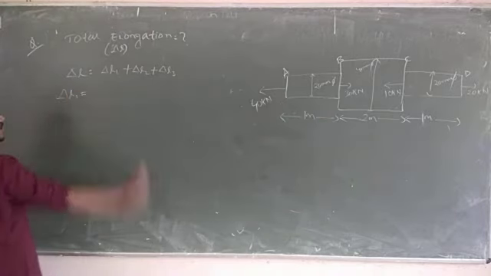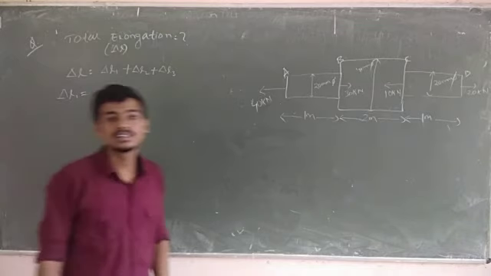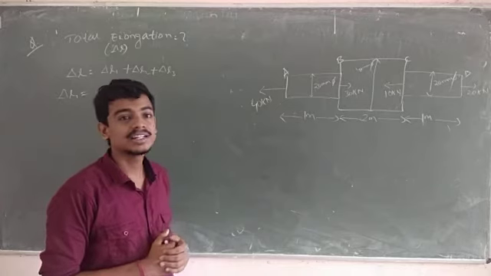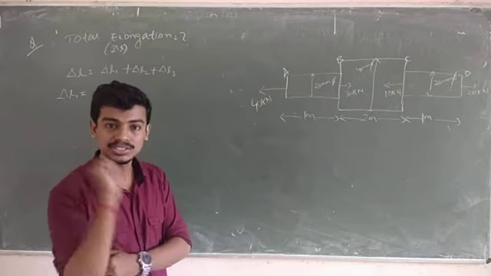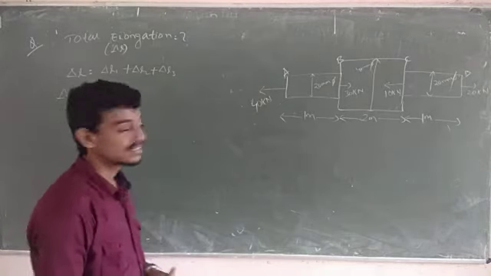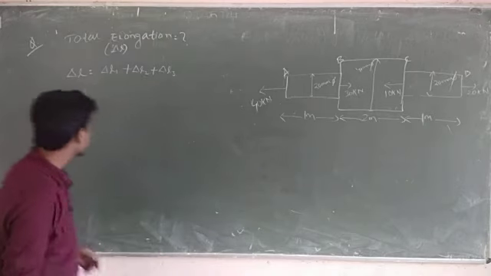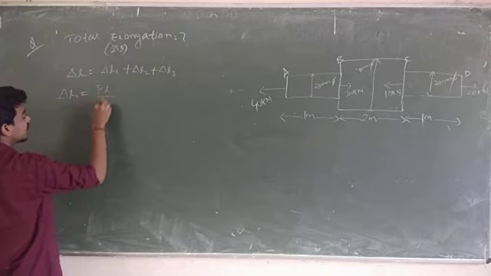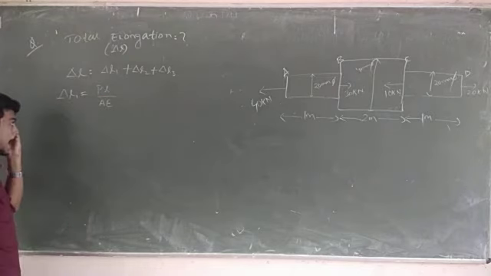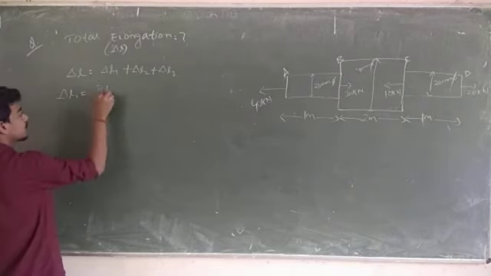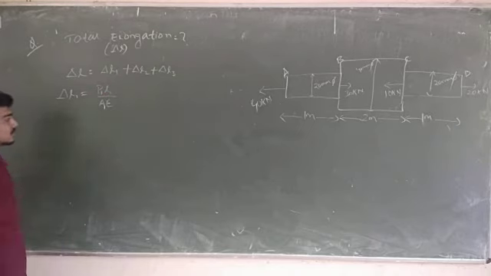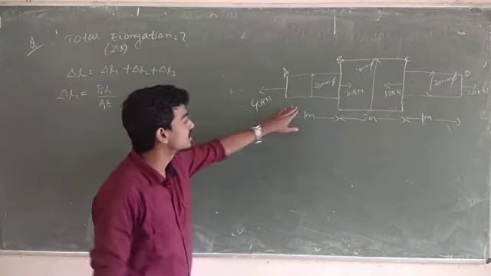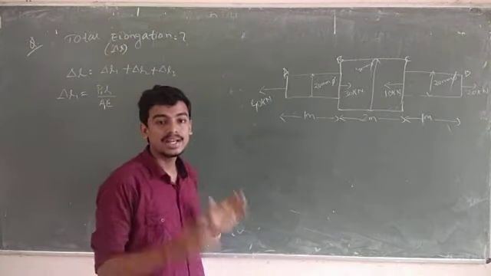Always first write down the basic given data from the question, then write down the formula related to that question, then start. So I write the formula, that is PL by AE. It is L1, so I write P1 L1 by A1 E. So now the question is, what is P1 in this case?